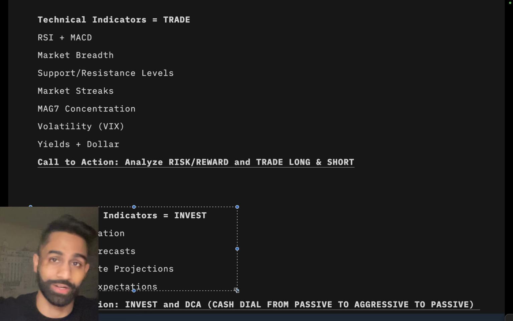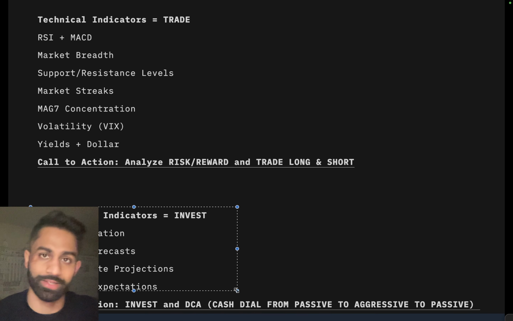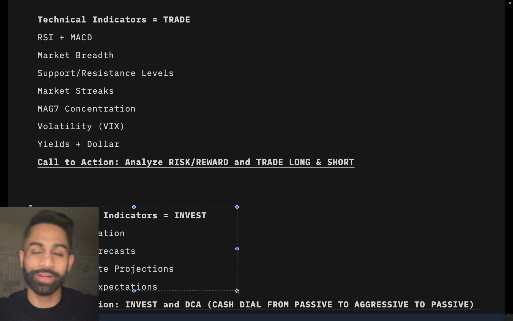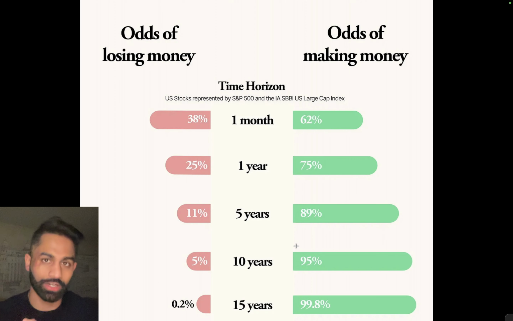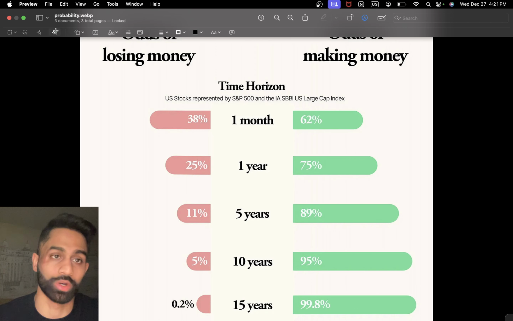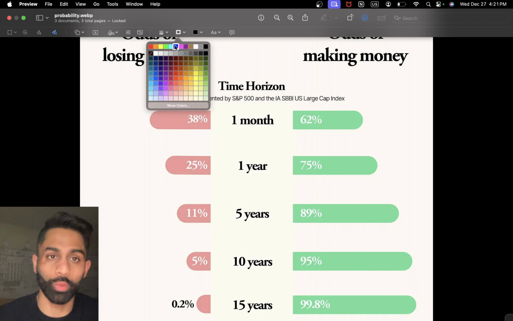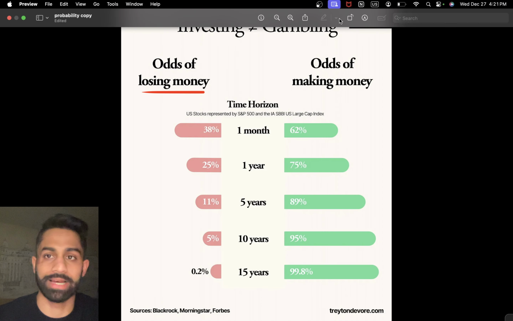We're looking 15, 20 years out, okay? The shorter the time frame, the more the analysis with risk reward. The longer the time frame, the more simplistic the analysis can be. And this right here is what's going to clear up all the confusion. So what we have here is the odds of losing money versus the odds of making money in the markets.